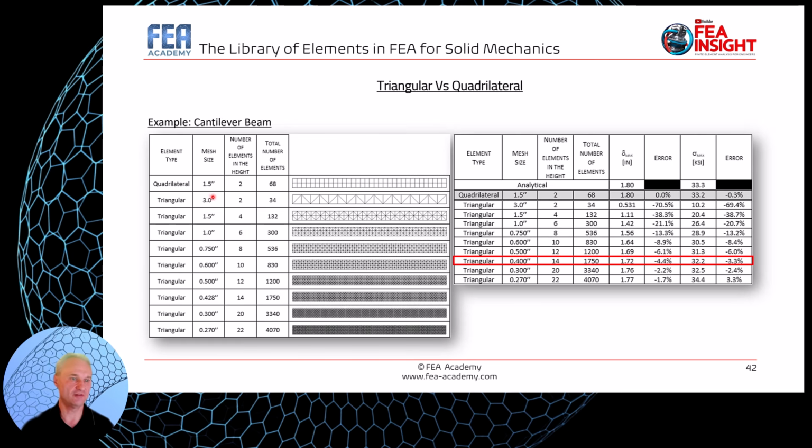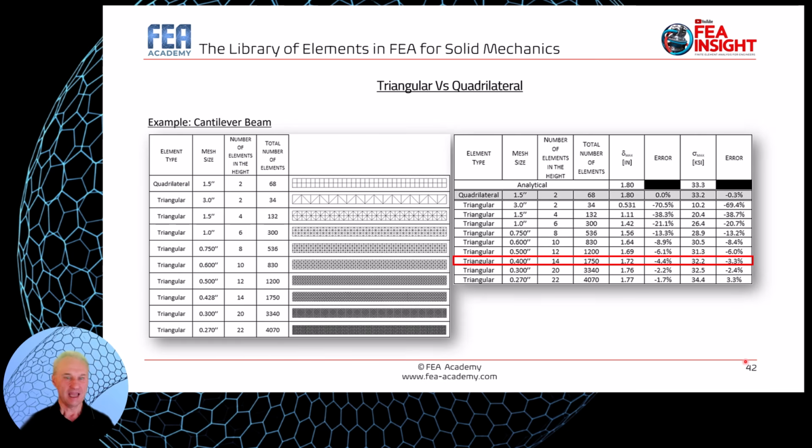So you see you have first a mesh of quad elements with 1.5 inch size. It means it's only 2 elements in the height of the beam, for a total number of elements of 68. And then you have different mesh sizes for triangular elements, from 3 inches to 0.27 inch. So it means from 2 elements in the height up to 22 elements in the height. So it means from 32 total number of tria, up to 4,070 tria elements, which is a lot.